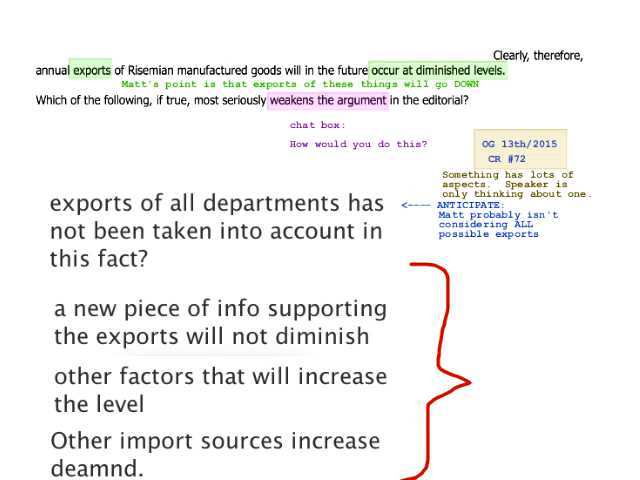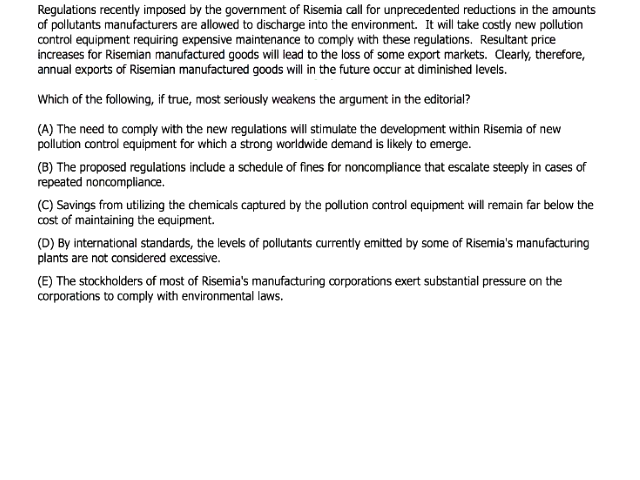By the way, when you wrote import, Amy, I think you mean export, right? Let's assume that you mean export there, because that's the logic. So anticipate that some other source of exports will increase in magnitude. About that. Is that your answer choice?